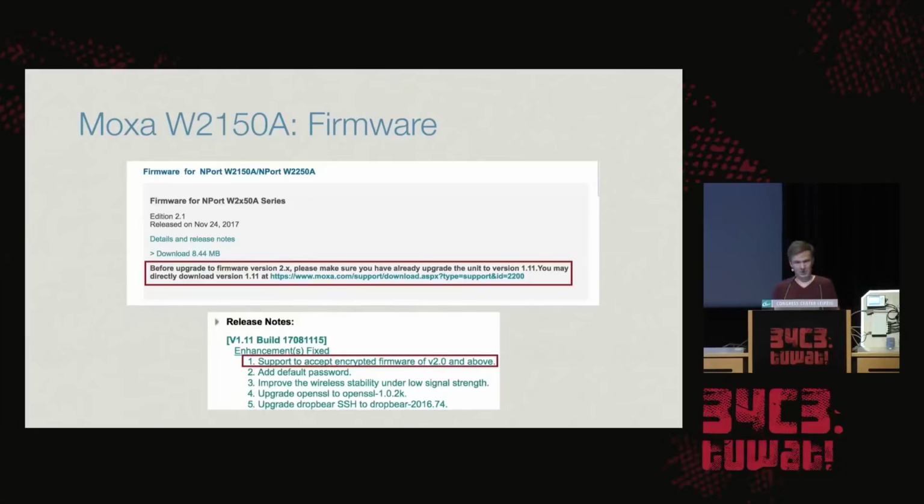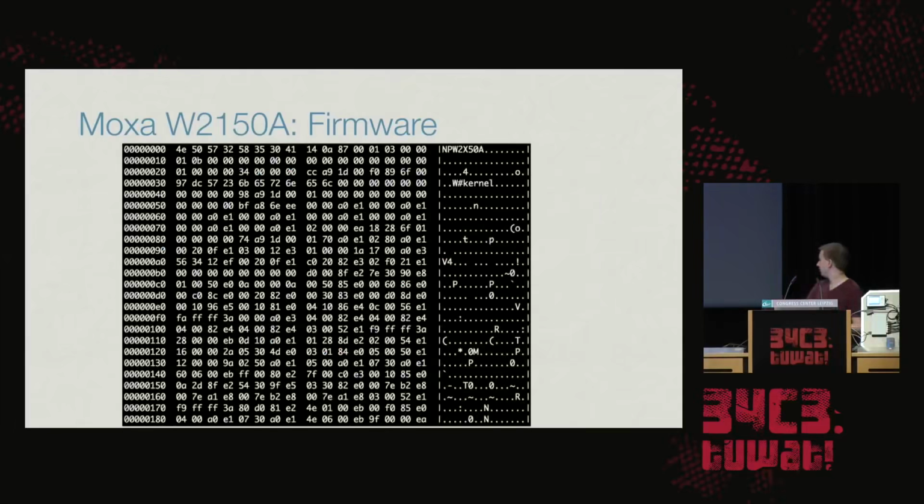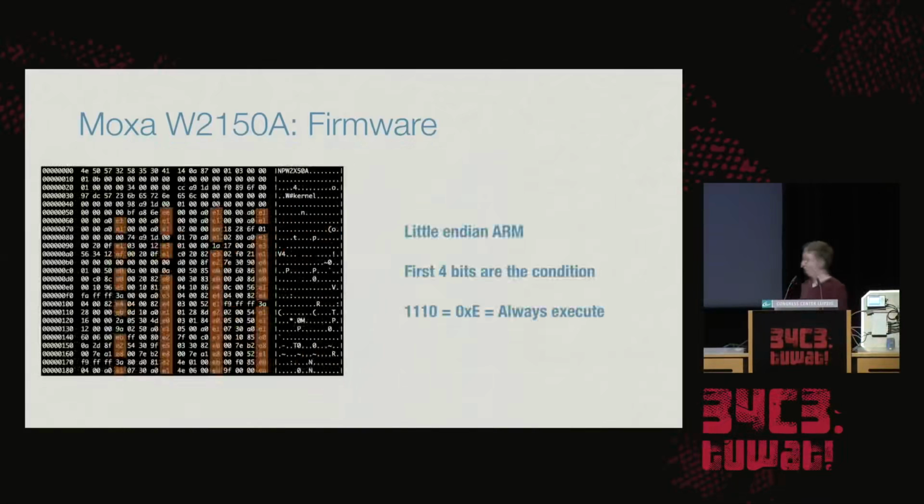So I downloaded the 1.11 firmware, and sure enough, it's unencrypted. If you've ever done anything with ARM before, if you just look into a hex dump, you can immediately recognize whether it's ARM or not, because the first 4 bits of each instruction are the conditional bits, and those are almost always E. So if you see a hex dump and roughly every 4th byte is an E, you know this is an ARM firmware and it's not encrypted or anything else.